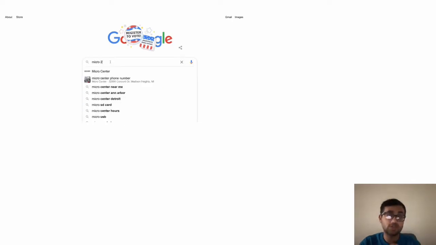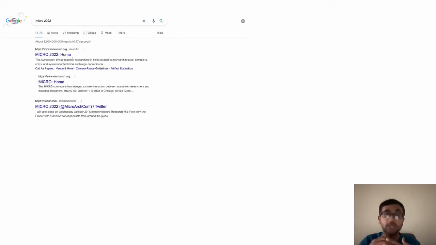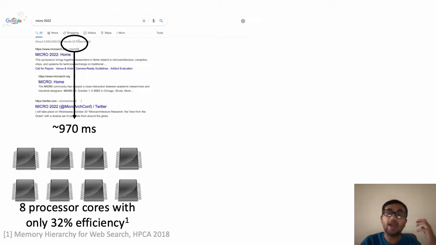While preparing for this presentation, I searched for Micro 2022 on Google. This Google search took around 970 milliseconds. To serve that single search query, Google had to use 8 processor cores, and during those milliseconds, the efficiency for these cores was only 32%.